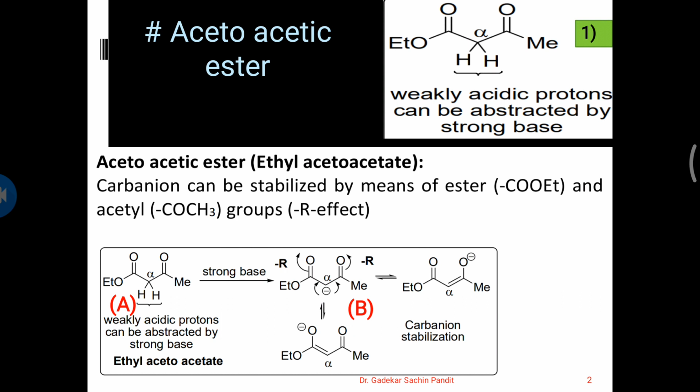First is the carbon stabilized anion. So this B converts to two other types of stabilized anions.